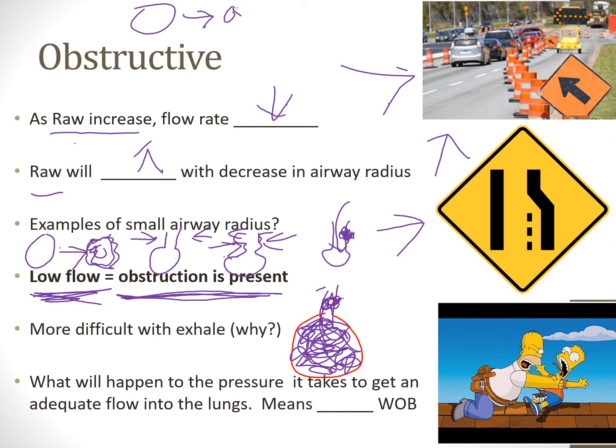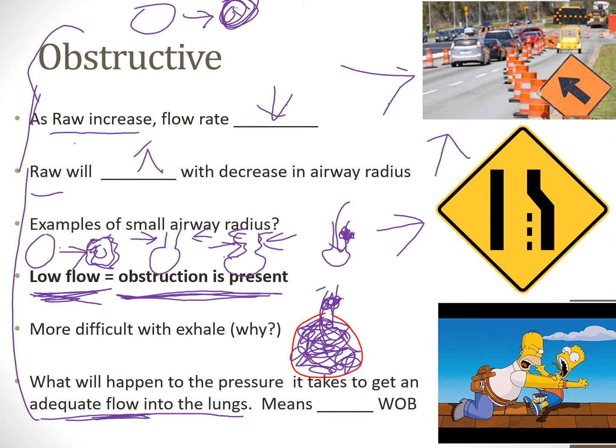So last point here, what will happen to the pressure it takes to get an adequate flow into the lungs? Oh, we're going back to Poiseuille's law again. Thank goodness all those are recorded and you can go back and look at them. If you don't remember, if we go from a big lumen to a small lumen, just like drinking a milkshake from a big straw and then trying to drink it from a small straw, you're going to have to use more pressure to drink a milkshake from a small straw than a big straw.